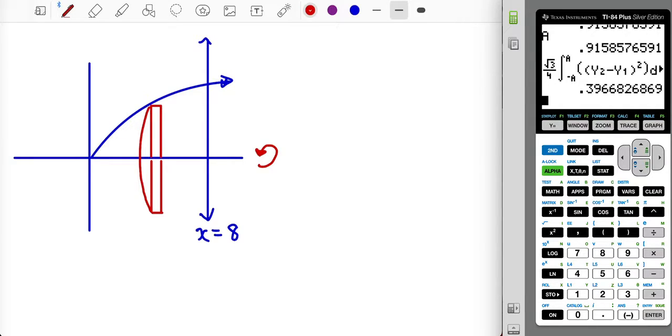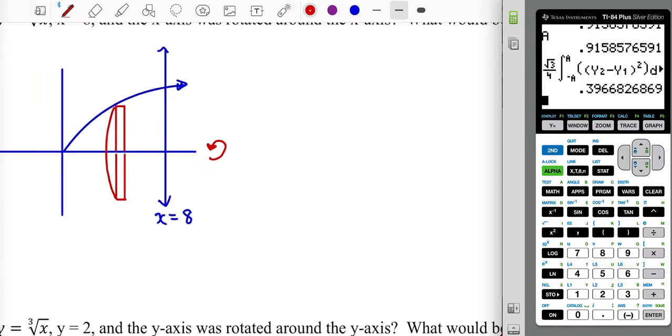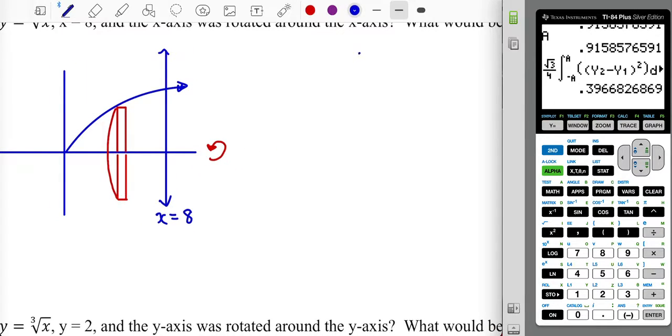Just part of it is not going to be emerging from the page. Part of it is going to be going into the page. So I can try to do a perspective drawing. I'm going to try to make it look good enough for you to actually understand what I'm going for here.